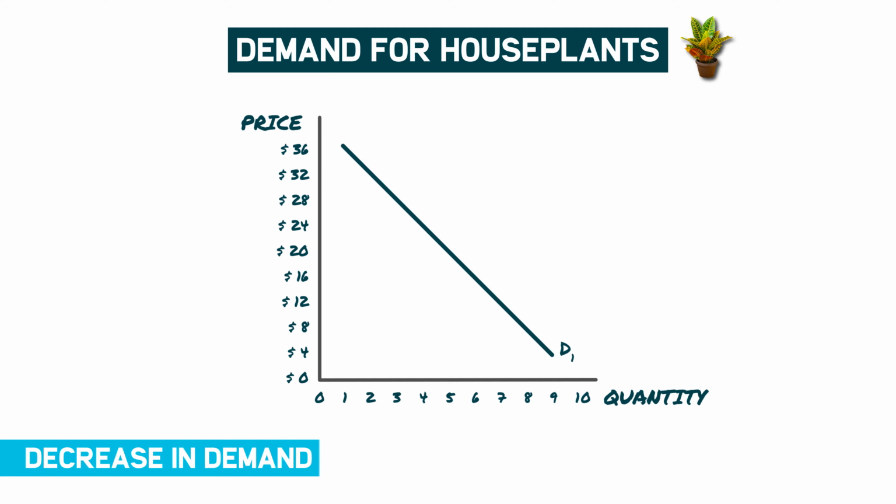A decrease in demand, well, that's just the opposite of an increase in demand. It's a shift down and to the left. There's a decrease in quantity demanded at every price. Now, at $20, people only want to buy 2 houseplants. At $16, we go from 6 to 3 houseplants, and so on. Similarly, this means a decrease in the willingness to pay for the same quantity. For the 5th unit, people were willing to pay $20 for that unit, but now they're only going to fork over $8 for that houseplant.